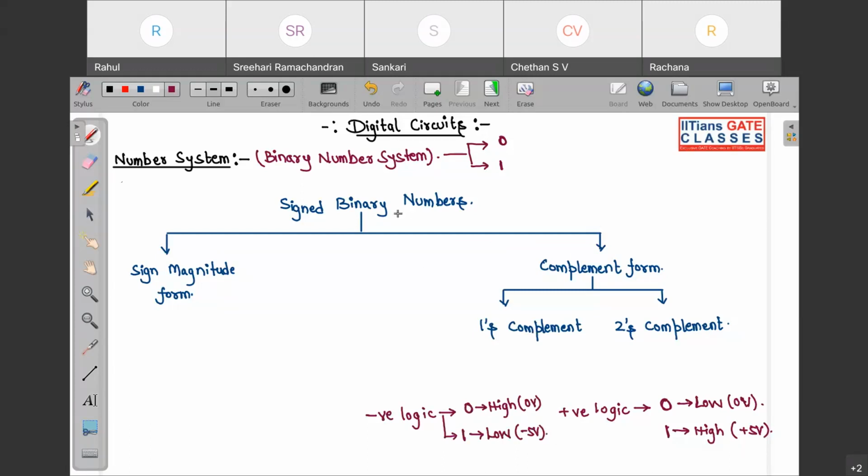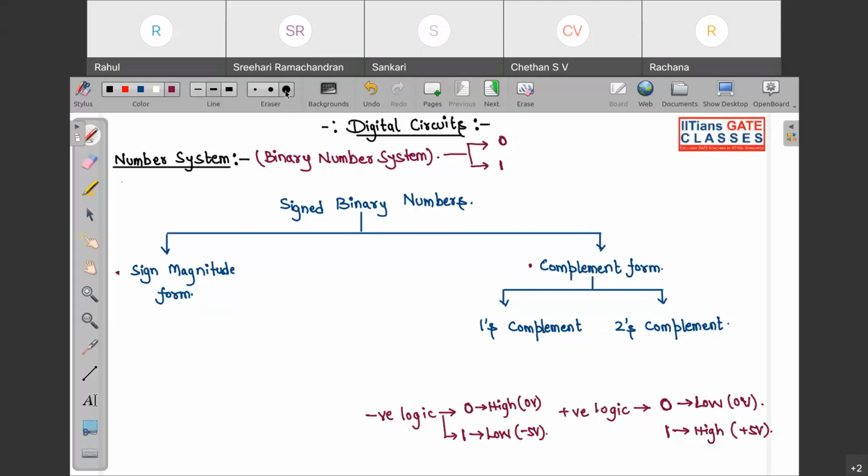Now, how do we represent numbers in a digital circuit? That we are going to see. So how do we differentiate a positive number from a negative number? There are various ways in which we can classify them. The two most important that we have to study are sign magnitude form and complement form. Now the complement form can be subclassified into two more parts, that is 1's complement and 2's complement.